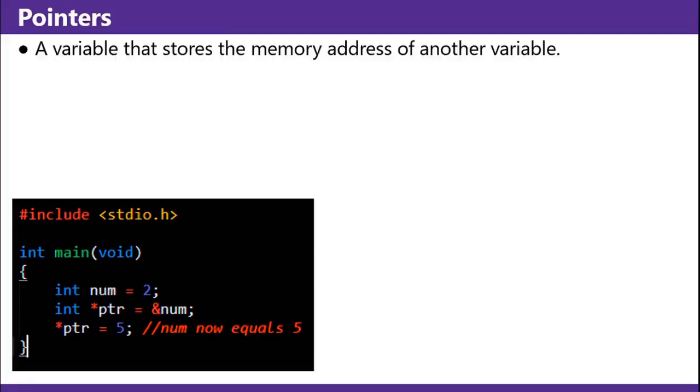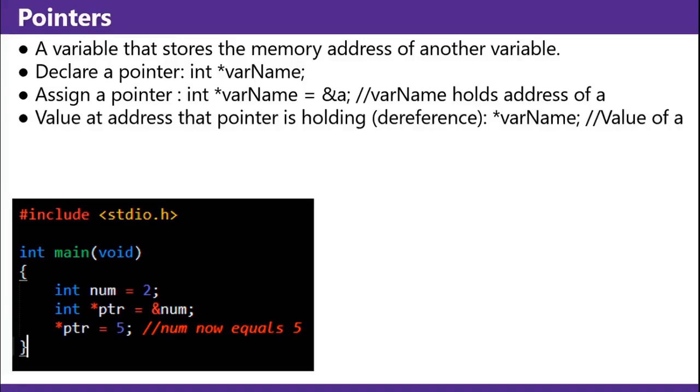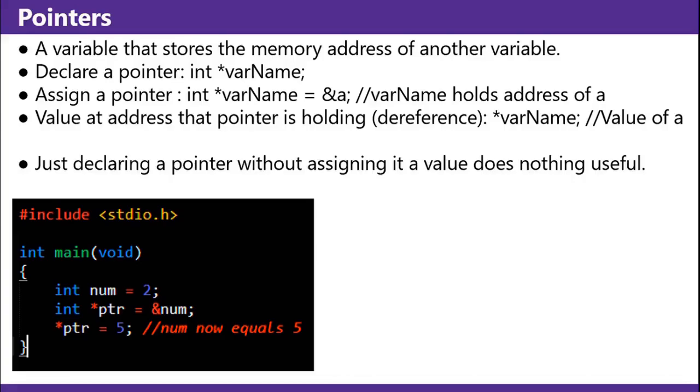Pointers: a variable that stores the memory address of another variable. Declare a pointer: int star varname, semicolon. Assign a pointer: int star varname equals ampersand a, semicolon. Now varname holds the address of a. Getting the value at the address that the pointer is holding is called dereferencing: star varname, semicolon. That's the value of a. Just declaring a pointer without assigning a value does nothing useful.